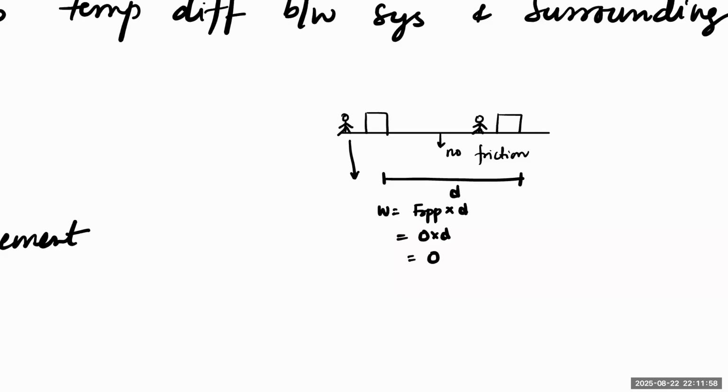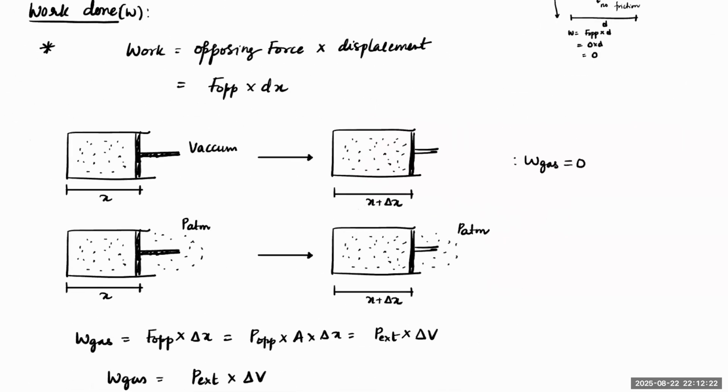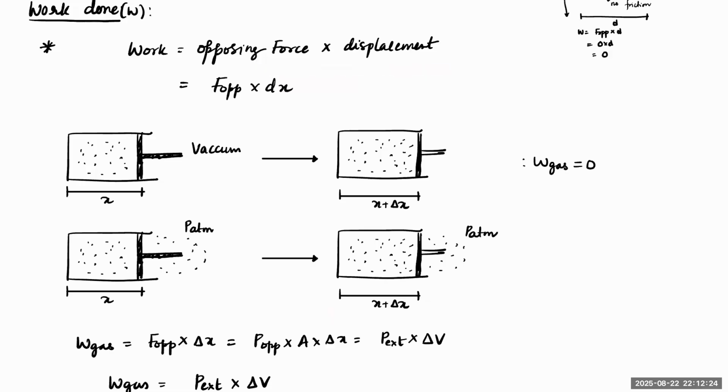Correct? So if I'm working to move a block from one position to the other position, without friction, there is no work. But if there is friction, then there is definitely an opposite reactive force, and that is the force we are talking about. Opposite reactive force into displacement gives work. So work is an opposing force into displacement.